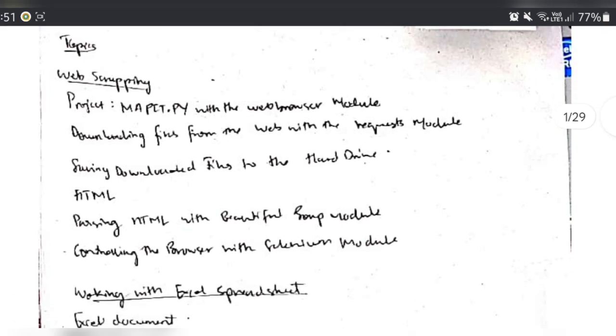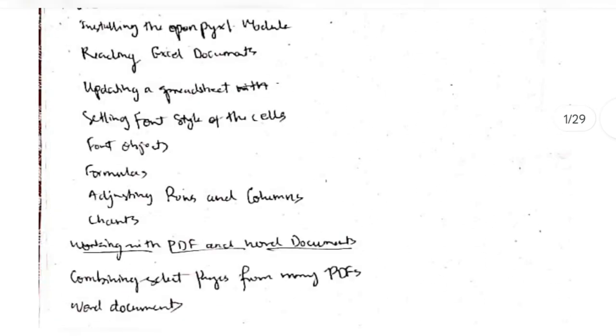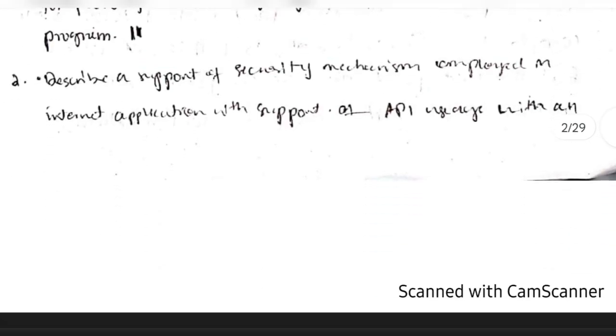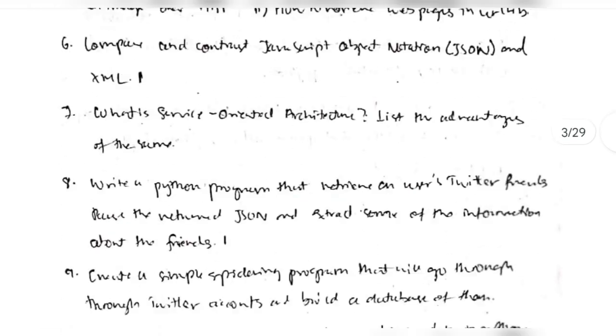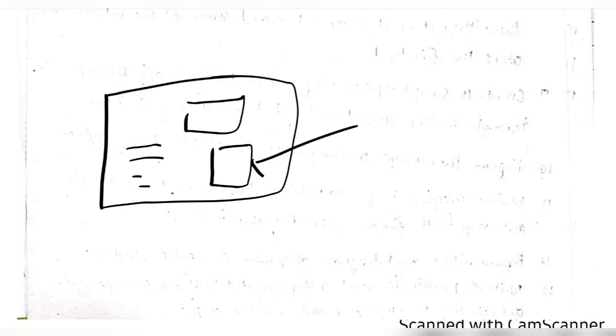Okay, so let's get started with the first topic, which is web scraping. In web scraping, the main concept is this: suppose there is a web page here, and it has some information about cars. This is the cars image and the cars information is here. The company name, the date of manufacture, the color, those things are present here.